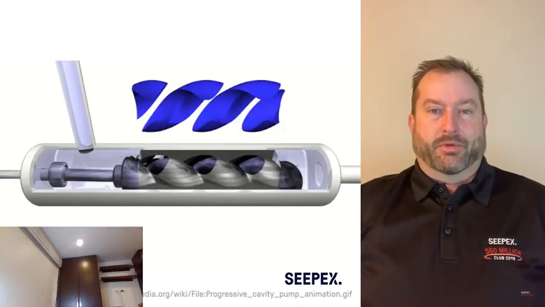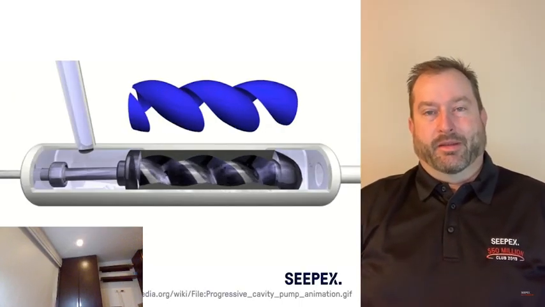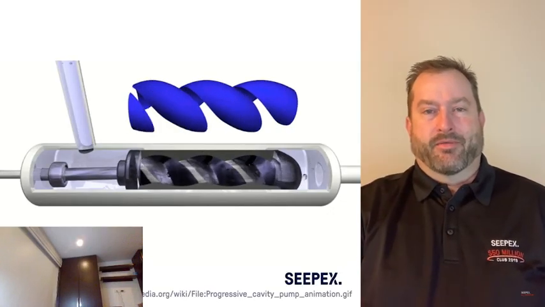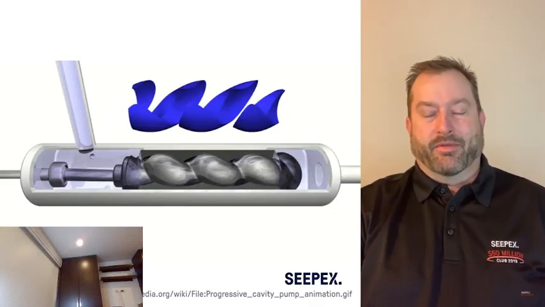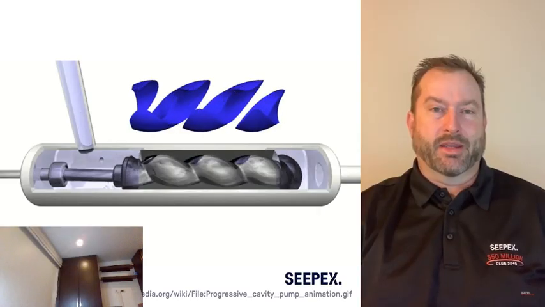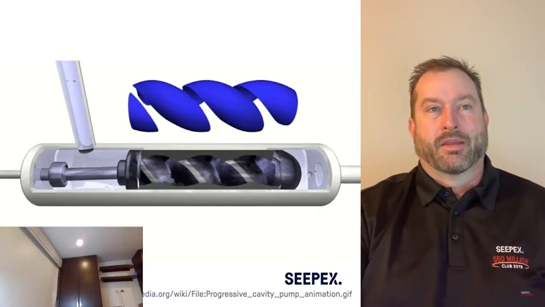There are no restrictions once the product gets into the cavity. A lot of pumps have a check valve or some other restricted device in the pump. The PC pump doesn't have anything. Once the product enters the cavity, it stays the same shape from suction to discharge.